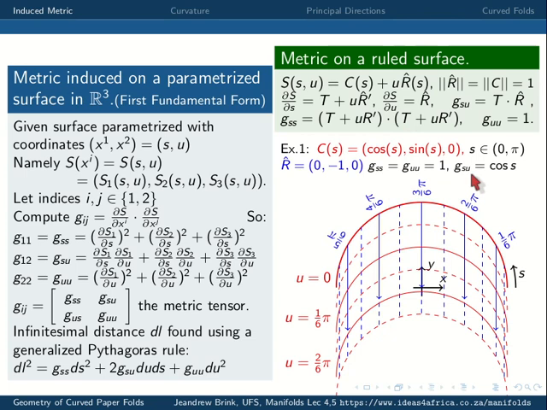GSU, remember, is t dotted in with r hat. And r hat is just 0, minus 1, 0. And t is just the derivative of this thing, so we have basically sine s, minus cos s, 0. I'm missing a minus there, so there's another mistake. There's a minus cos over there.